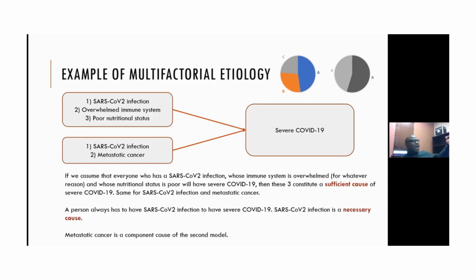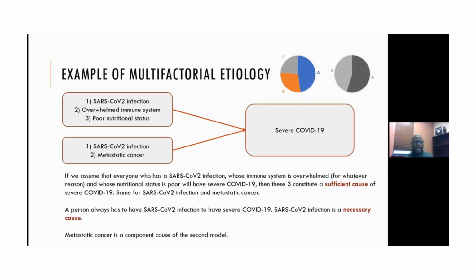But when you look at both situations, the cause that is constant, that has to be present in any of the sufficient cause models is SARS-CoV-2. You see it in the first box, you see it in the second box. That is how you know that this is a necessary cause. SARS-CoV-2 is not just a component cause, but it's a necessary cause, because in all the sufficient causes that we can identify, SARS-CoV-2 has to be a component. That is how we know that it's a necessary cause.